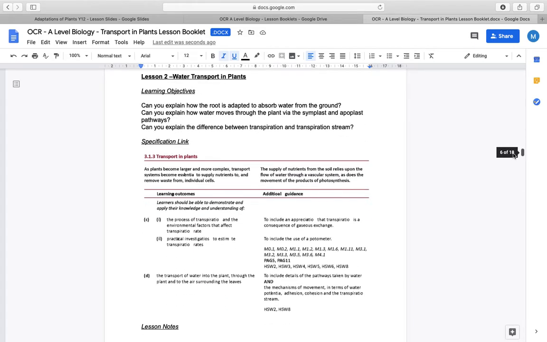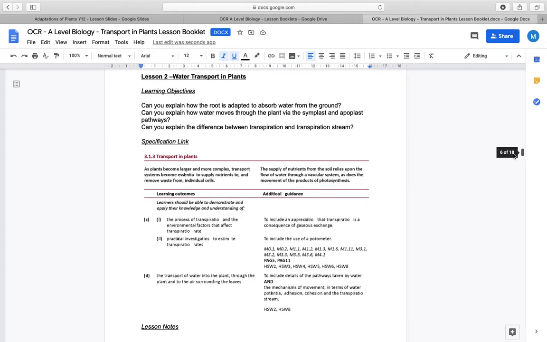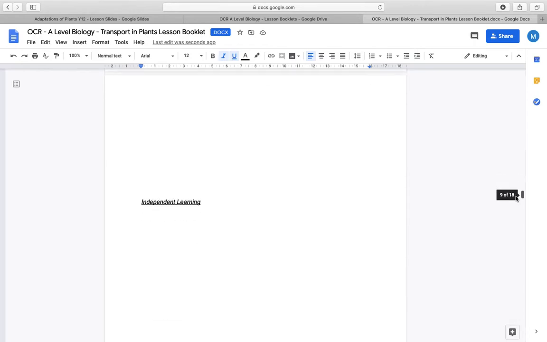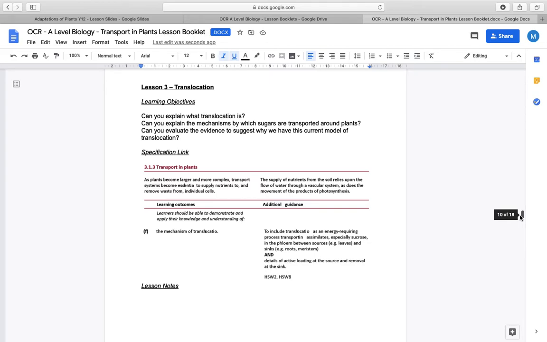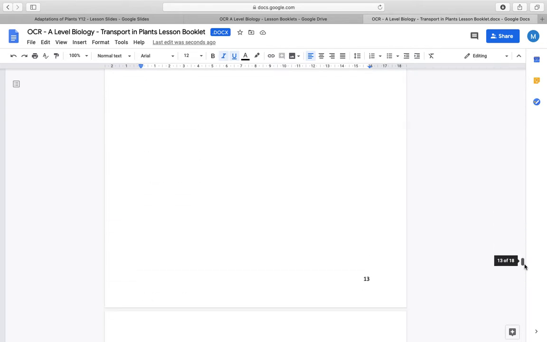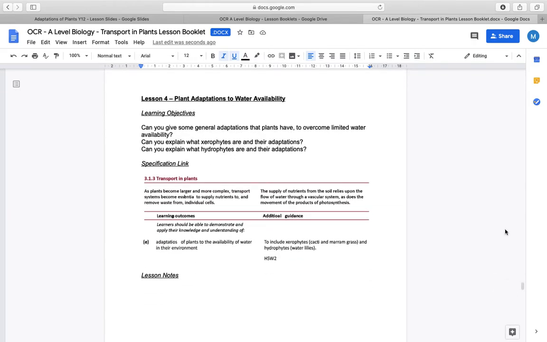We've looked at water transport in plants, so we've looked at transpiration streams and transpiration from the leaf of a plant. You should be able to answer those learning objectives and follow the specification. Last lesson, we looked at translocation. You should be able to explain what translocation is. Today, if you're using the booklets, we're going to be looking at Lesson 4, plant adaptations to water availability.